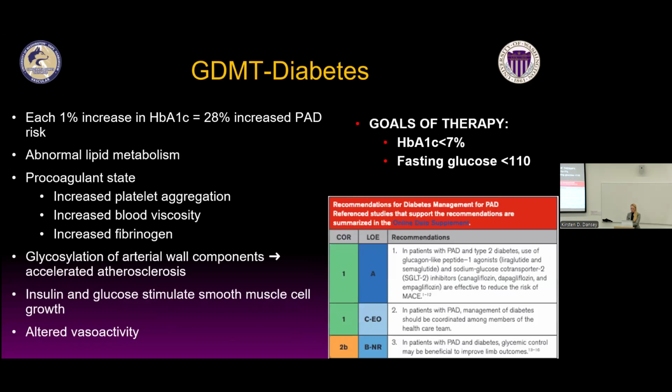The goal for patients with diabetes is really an A1C of less than 7% and a fasting glucose of less than 110.